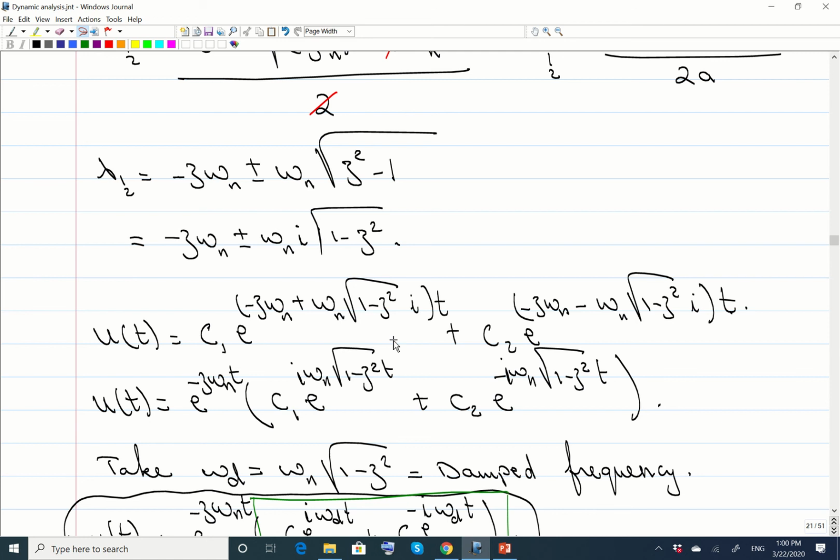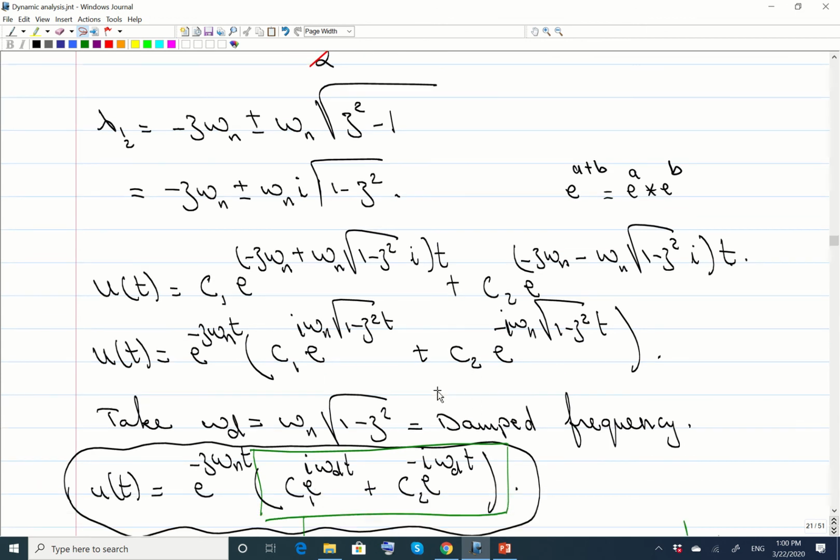To explain this, just as you learned in math, if you have e power a plus b, that's equal to e power a multiplied by e power b. So e power those two values summed is e power negative zeta omega n t multiplied by the second term, e power omega n square root 1 minus zeta squared i t over here. So I took e power negative zeta omega n t as a common factor, multiplied by those two terms.